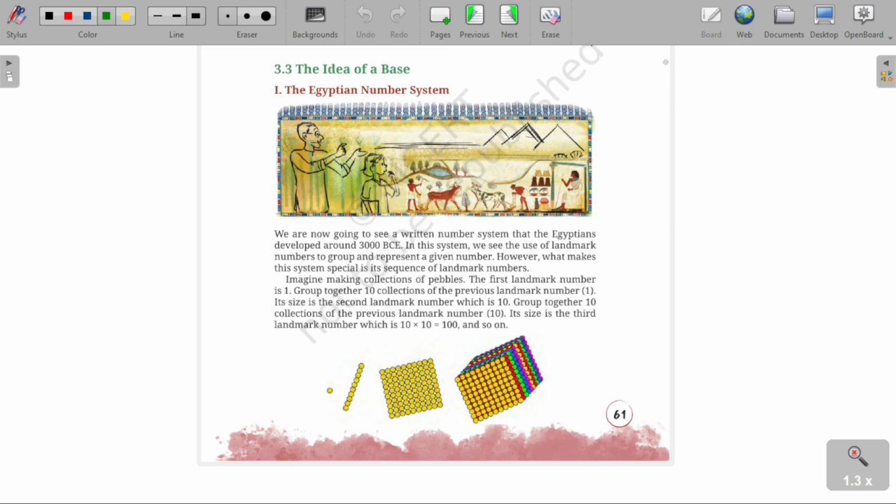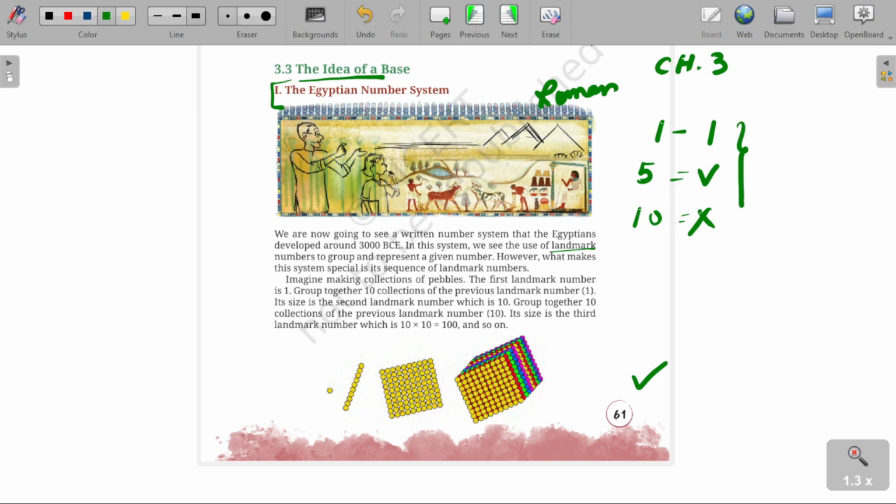As you know, we are doing chapter 3 and we are continuing from page number 61. That is the idea of a base, the Egyptian number system, as distinct from the Roman number systems. And I hope you remember that we have discussed the landmark numbers there, like 1 is represented as I, 5 is represented as V, and 10 is represented as X. These are called the landmark numbers.